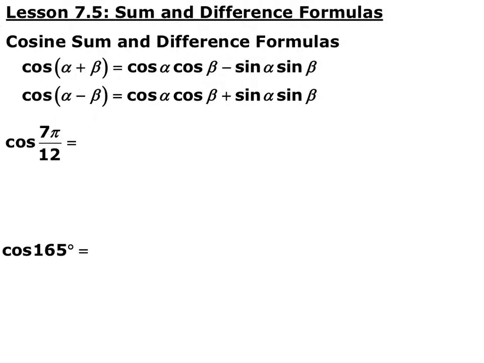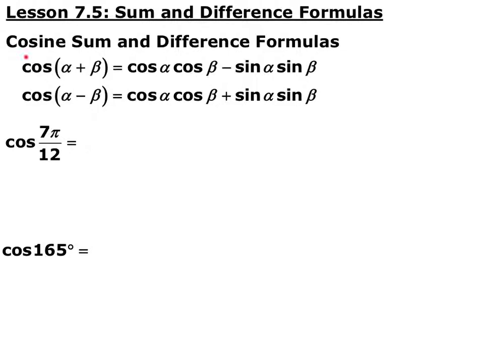Section 7.5 is sum and difference formulas. We can use these sum and difference formulas when angles are being added or subtracted inside a trig function. They also help us find the ratios when we have an angle that's not on the unit circle.